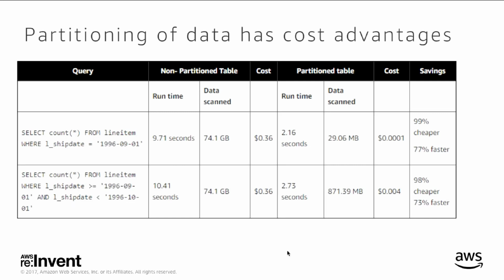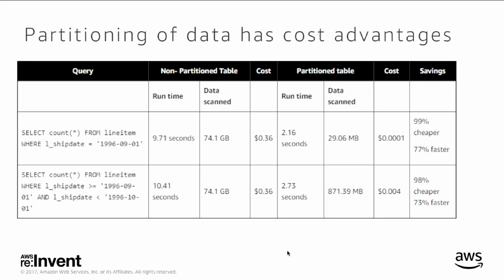Here's an example of a couple of different queries that we run on non-partitioned tables and also partitioned tables. If you look at the first one, it's a simple count from a data set that's about 74 gigabytes, and we're only looking for the count of a particular date. When we run it on a non-partitioned table, it takes about 9.7 seconds to complete, and it scans the full 74 gigabytes of data. When we look at a partitioned table, it takes 2 seconds, and we scan a whole lot less data: 29 megabytes. So it's significantly cheaper and faster to run it on a partitioned table.